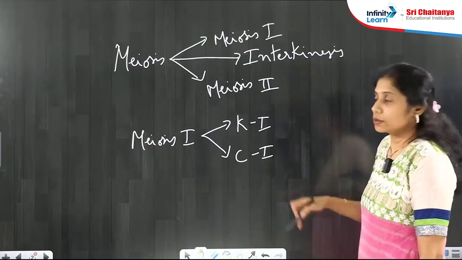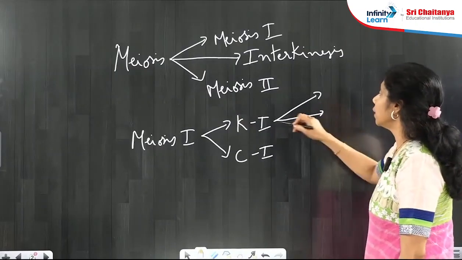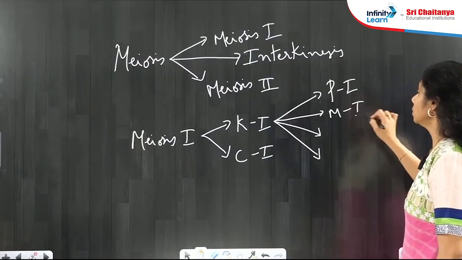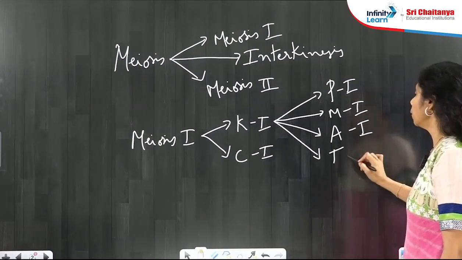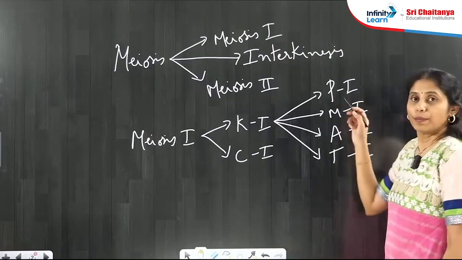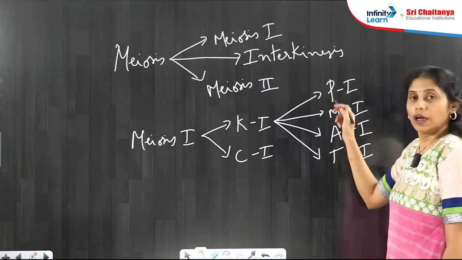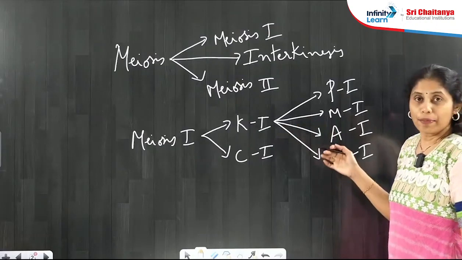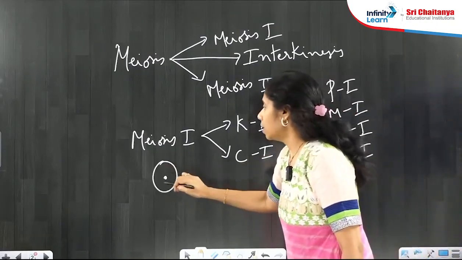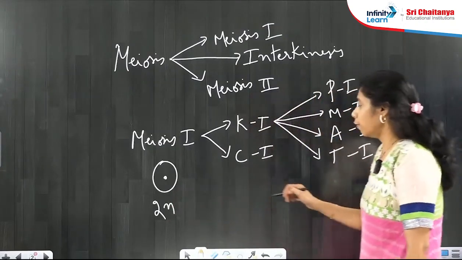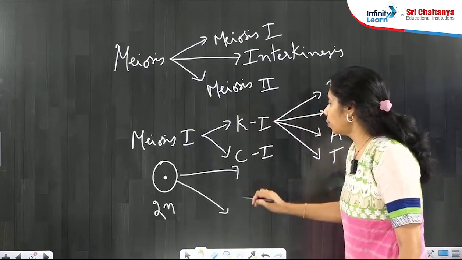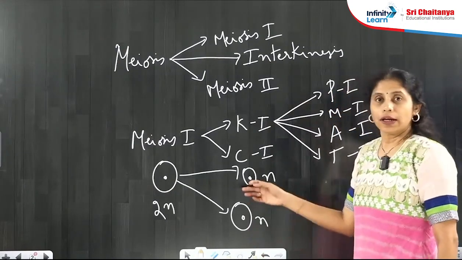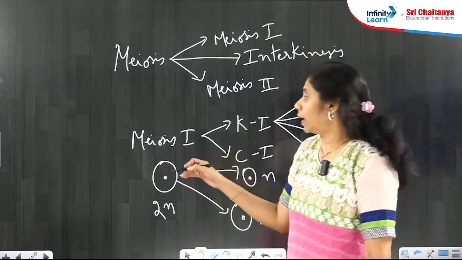Now let us concentrate on this. Karyokinesis 1 is further subdivided into 4 phases: prophase 1, metaphase 1, anaphase 1, telophase 1. You know all the same things: prophase, metaphase, anaphase and telophase, PMAT. These are all 1 because we are taking karyokinesis 1. What will happen in meiosis 1 is that one parent cell, which is a diploid cell, will form 2 daughter cells, which are haploid, by the end of this.